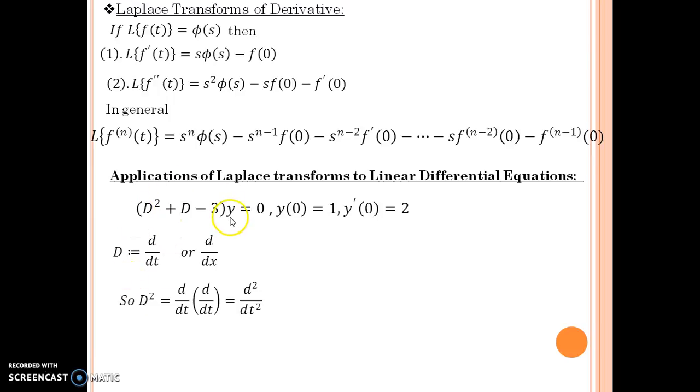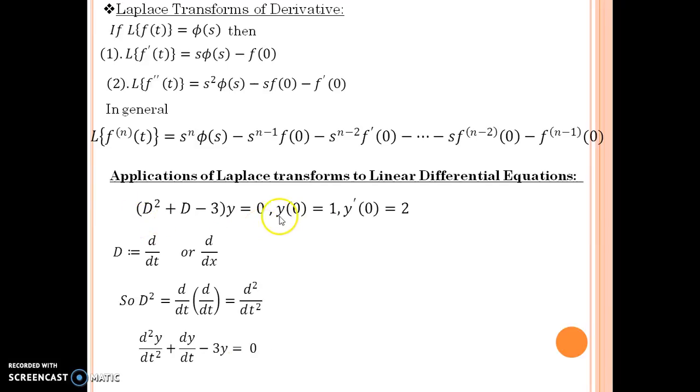Now when this d square operates on y, it gives you the term d square y by dt square, plus when the d operates on y, it gives you dy by dt. Now this 3 is just a constant number, so it will be just 3 times y, and the signs remain as they are. So this is the meaning of your differential equation given in this form.